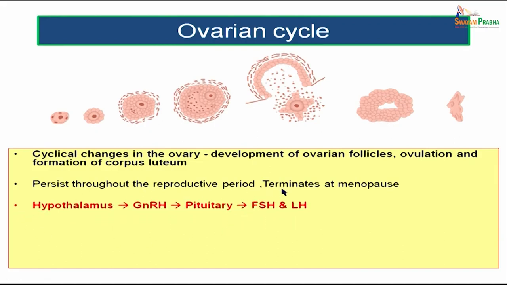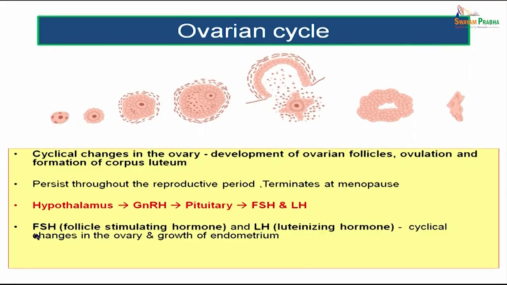The main control of the ovarian cycle is a hormonal mechanism. The hypothalamus secretes gonadotropin releasing hormone, which stimulates the pituitary to release the two main hormones, FSH and LH. What do you mean by FSH and LH? FSH stands for follicle stimulating hormone and LH stands for luteinizing hormone. As the terms imply, follicle stimulating hormone stimulates the follicles, and luteinizing hormone stimulates the formation of corpus luteum.